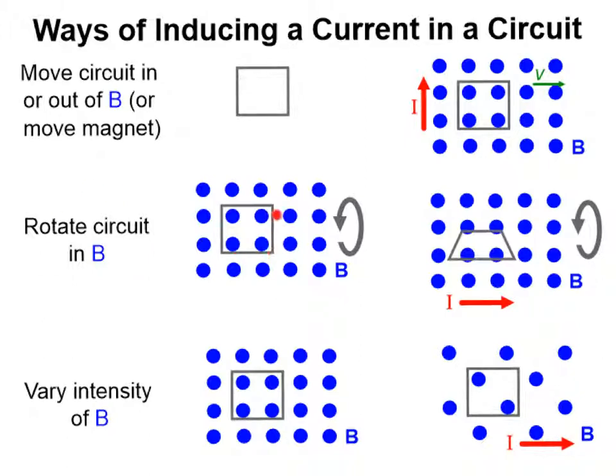So here, if we have our loop perpendicular to the magnetic field, here it is now parallel, or it's becoming parallel, somewhere in between maybe. We're just simply rotating that circuit, and that can also generate a current. And the other way is to vary the intensity of the magnetic field. So here we have simply the plane of that loop, and it's the same here and here, but what has changed is the intensity of the magnetic field. That will also generate a current.